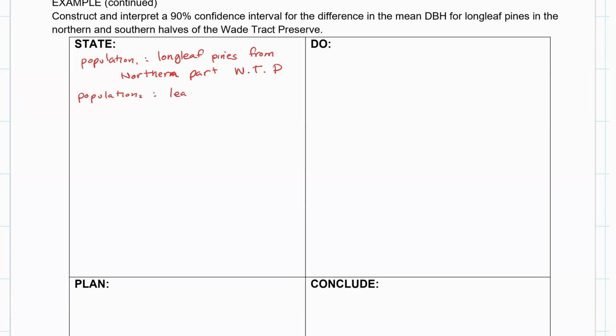is longleaf pines from the southern part of the Wade Tract Preserve. What are we measuring about these trees? And the parameter of interest is mean diameter at breast height. And that concludes our step one.